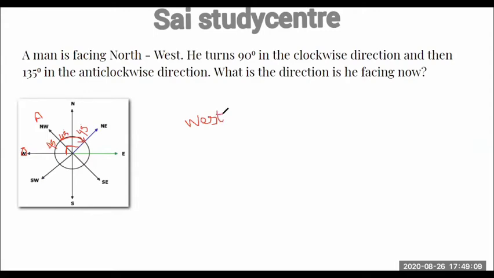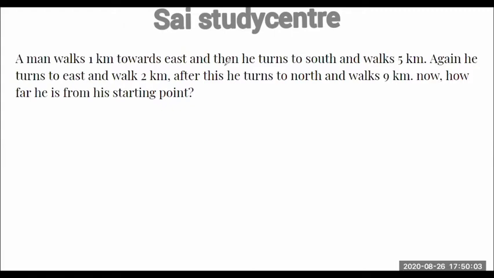So if they have given directions or angles, we can do this. Instead of that, if they are given in distance, what to do? Come, let's move on to the next one. Now we'll see this type of problem. A man walks 1 kilometer towards east and then he turns to south and walks 5 kilometers. Again, he turns to east and walks 2 kilometers. After this, he turns to north and walks 9 kilometers. Now, how far is he from the starting position? So we have to draw the diagram. They have given some data and distances, so based on this, we will work it out.